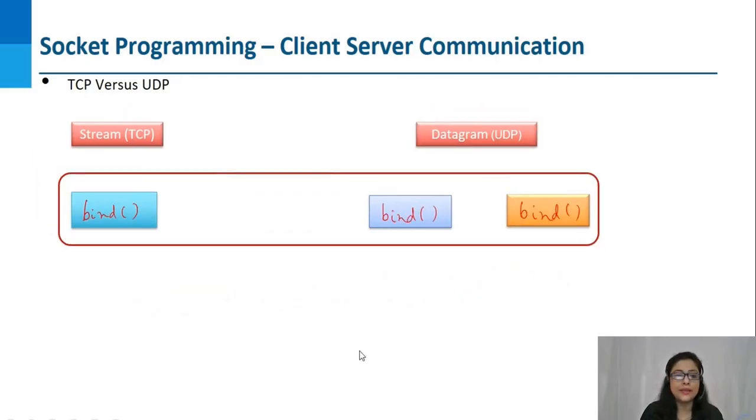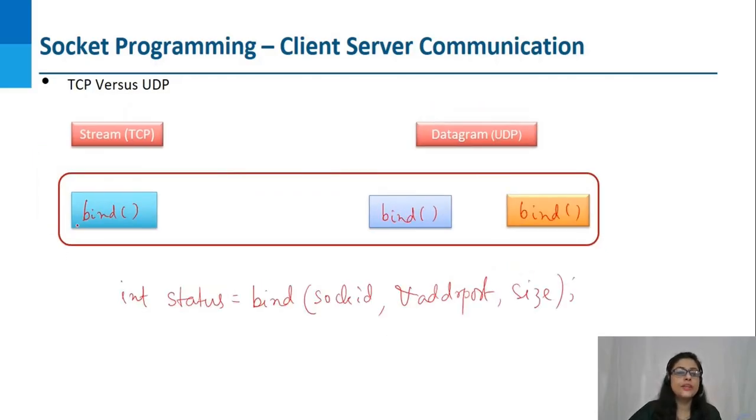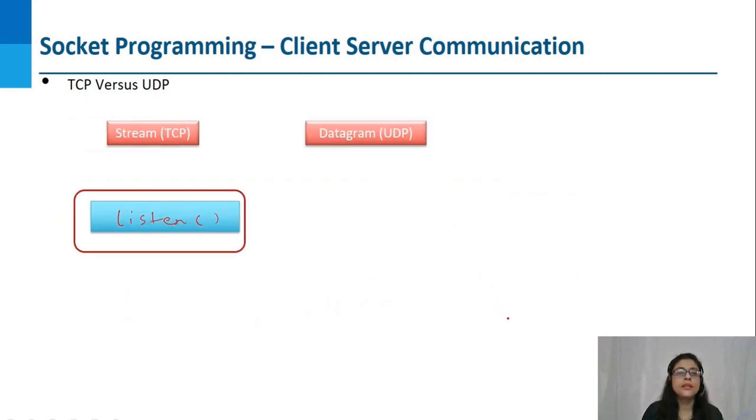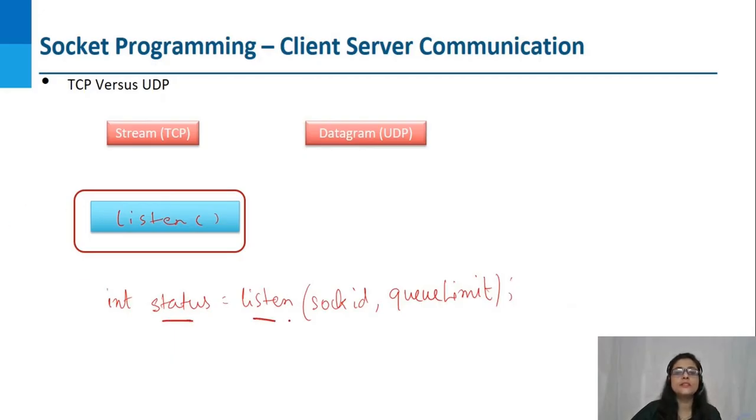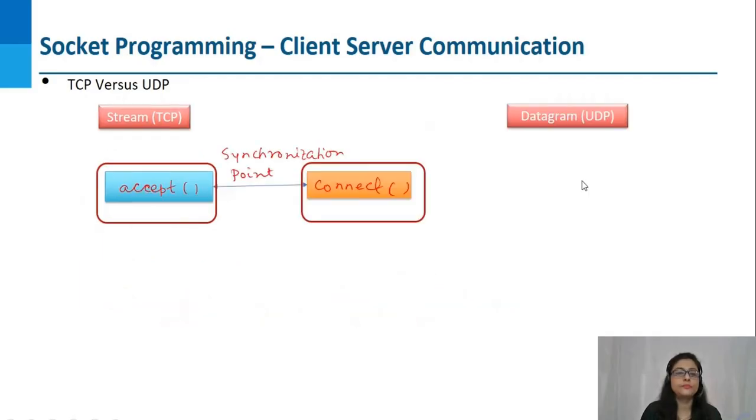Next, how to write the bind. So integer, it is also integer status, then bind, sock ID, the address of the port, and the size. Next is the listen system call. You just write like this: integer status, then listen, sock ID, and queue limit. Queue limit is given to understand what should be the queue length.